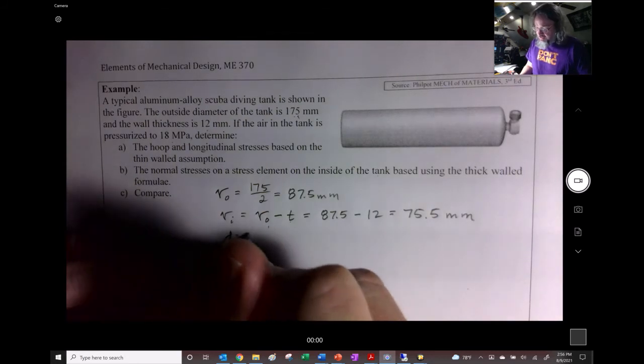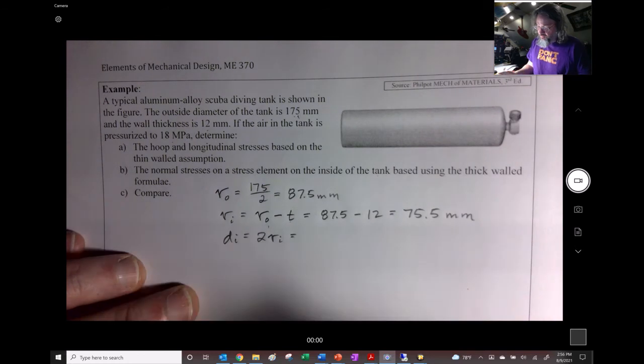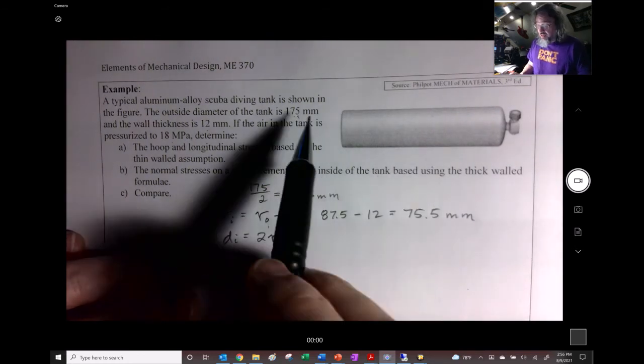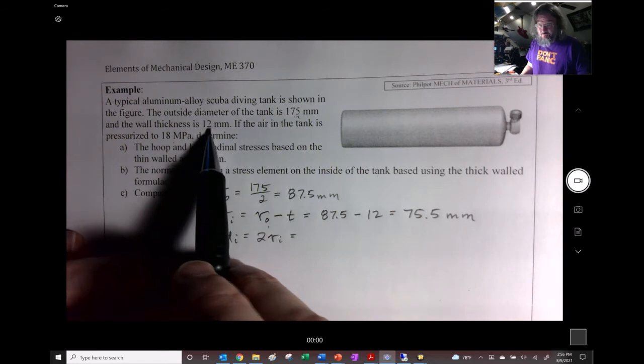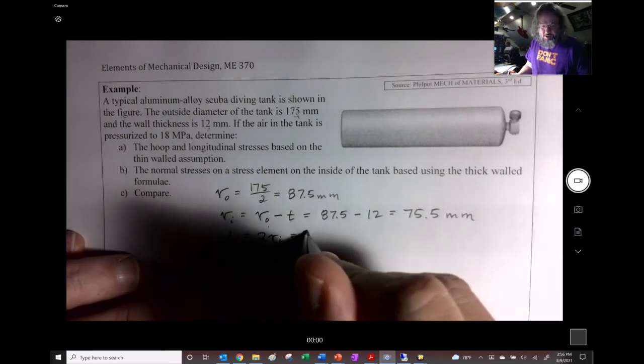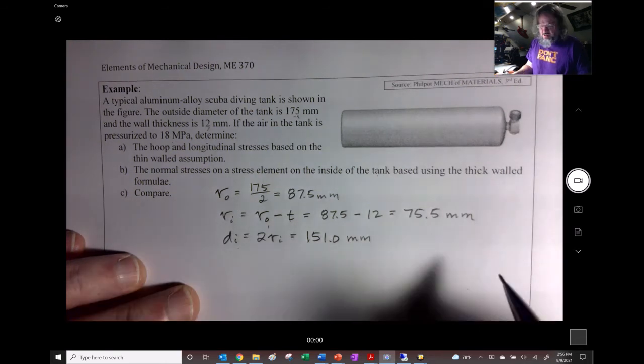We might want the inside diameter for something, so we're just going to multiply that right there. We could have just as easily subtracted out 24 from 175 because it's the thickness of 12, right? But we'll just go ahead and do this and get 151 millimeters for that inside diameter.